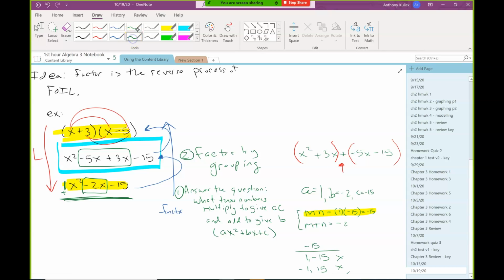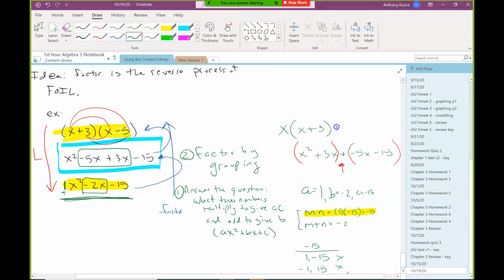From the first group, I'm going to look for a greatest common factor. What is in common between x squared and 3x? Is there a factor in common between x squared and 3x? X, right? Everybody agree with that? So if I factor an x out, I'd have left x plus 3. Is everybody okay with that? You see that? Yes?